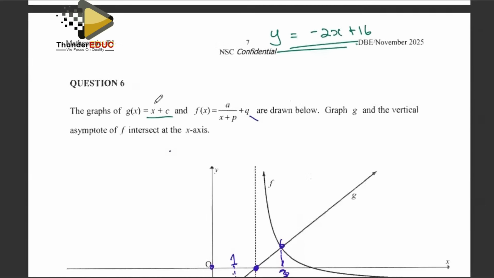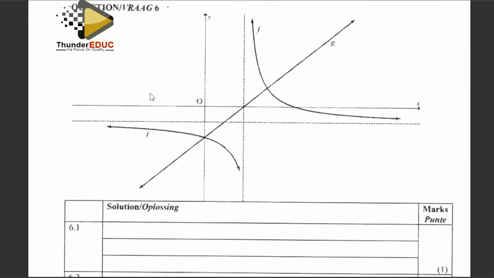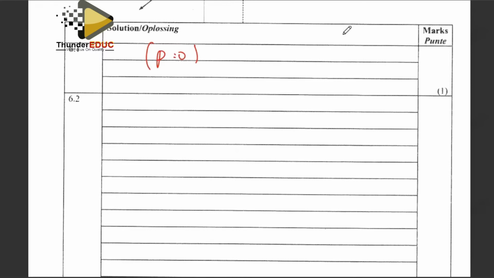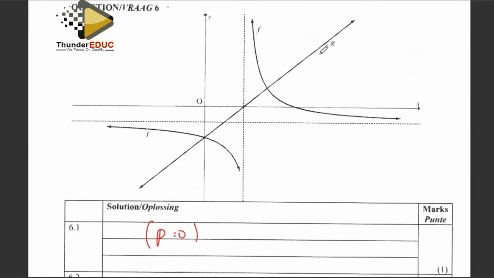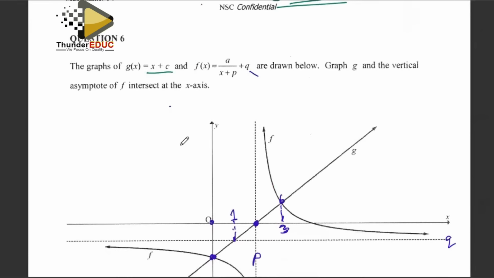Okay, let's see. How did people approach this question? Okay, so we said this is p and 0. Okay, and then let's do this. Okay, so we had our equations. Maybe I should jot it this side so that I don't interfere.